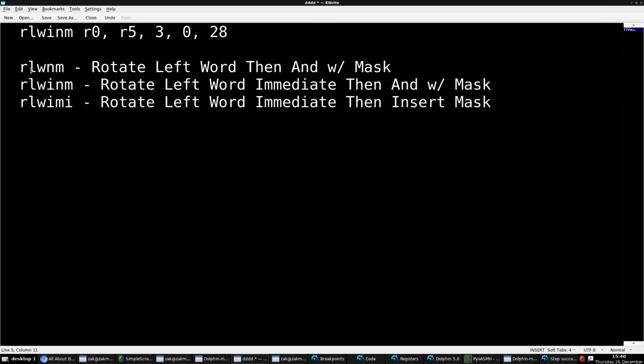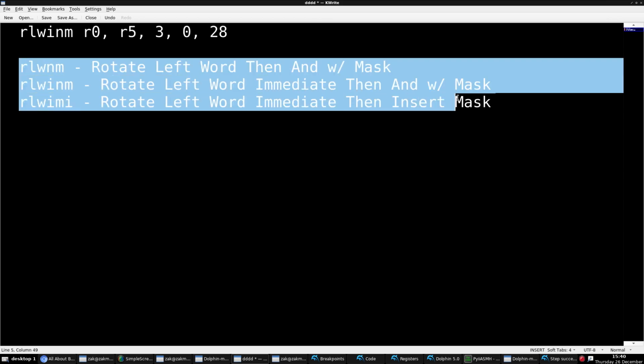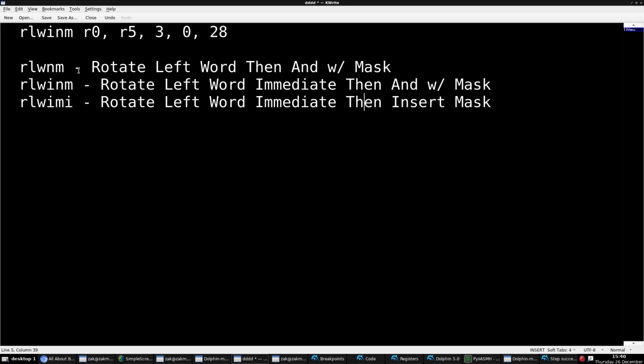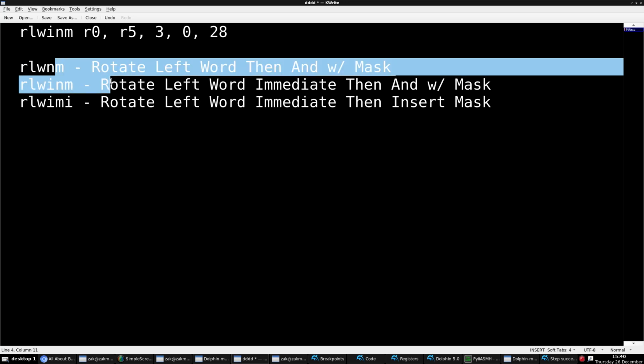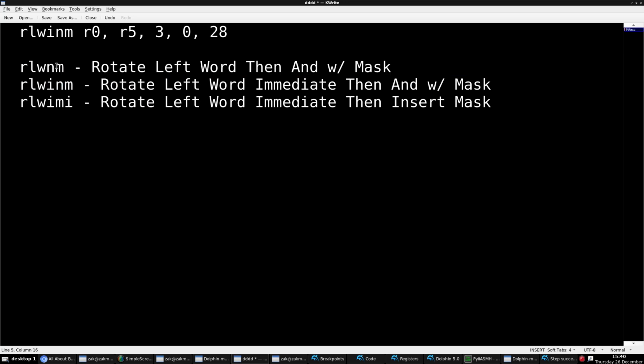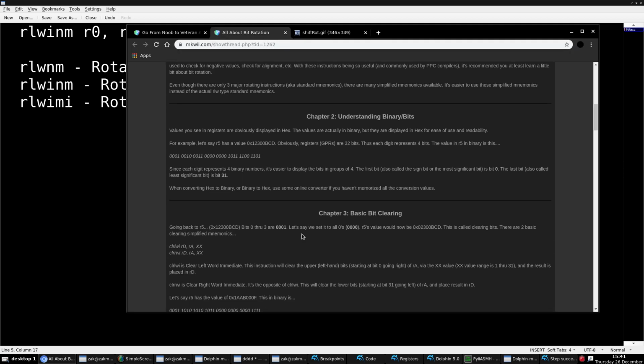So just keep in mind, we have three different kinds, okay? These are standard mnemonics. However, we have simplified mnemonics for each of these three instructions. Dolphin will display all of these instructions always in standard form, never in simplified form. Okay, but first let's go over binary and what it is.